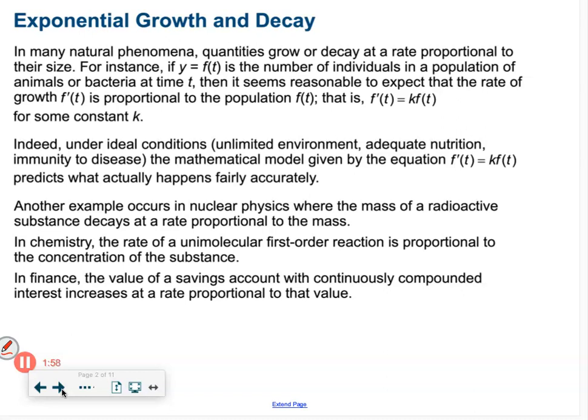The whole point of this is that in natural population growth and decay, populations grow or decay at a rate proportional to their size. So their growth rate is proportional to the actual size of the population at any given time. Because of that, you end up with this little formula, because, of course, what's a rate? It would be a derivative.